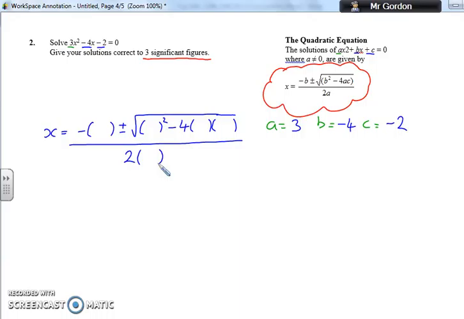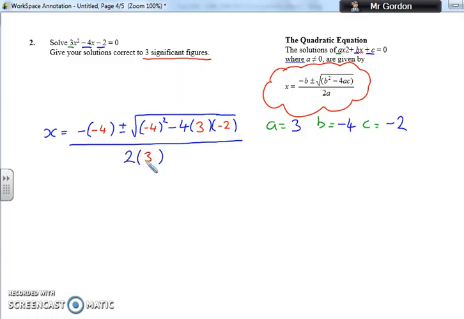So once I've written that out, I can see very clearly where the numbers need to go. So if I just put those numbers in, let's start with the B. I've got B is minus 4, so minus 4 would go in here. I've got another minus 4 here. And then it becomes 4A, so A is 3, and then times by C, which is minus 2. And that's all over 2 lots of A, when A was 3.